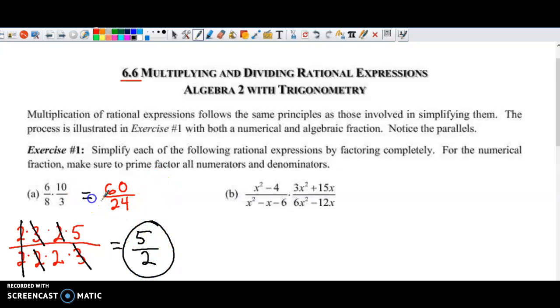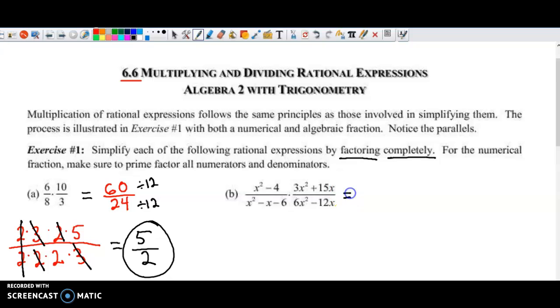But what you may have learned before is that you could have multiplied top and bottom by 12, which is essentially 2 times 3 times 2. 2 times 3 is 6 times 2 is 12. So that rule still applies, and what you want to do is just factor completely.